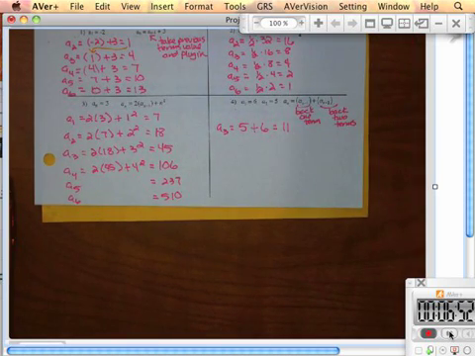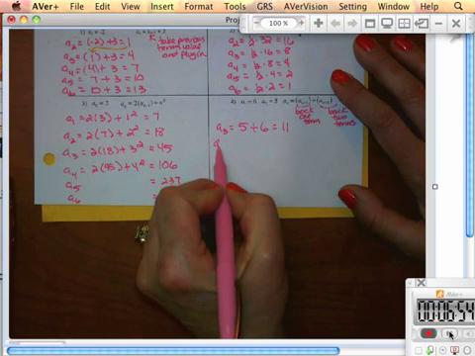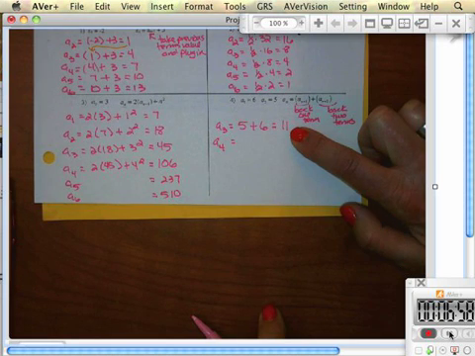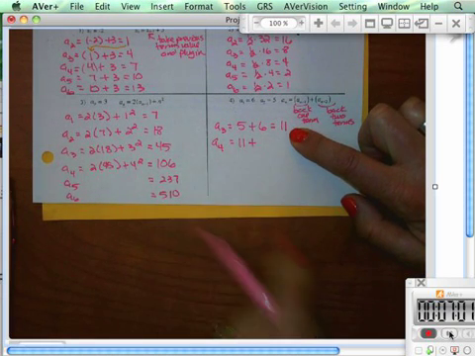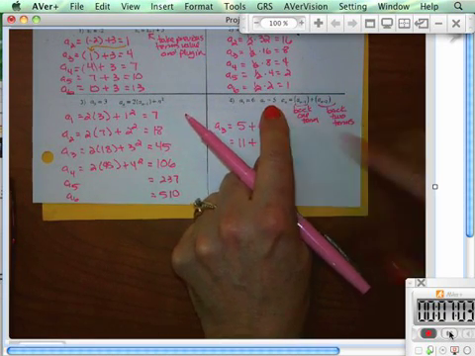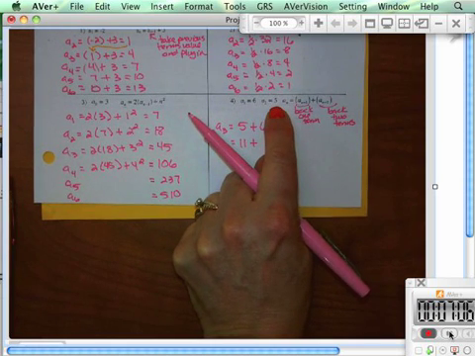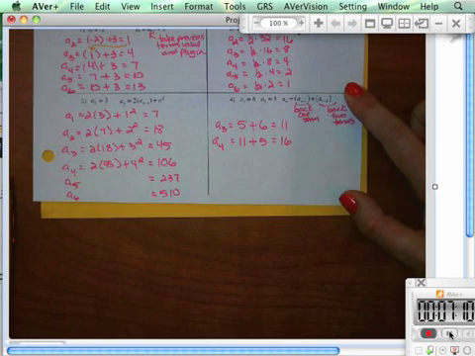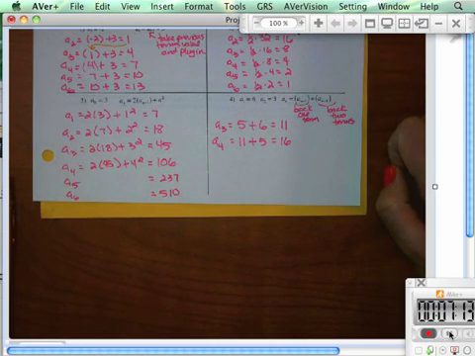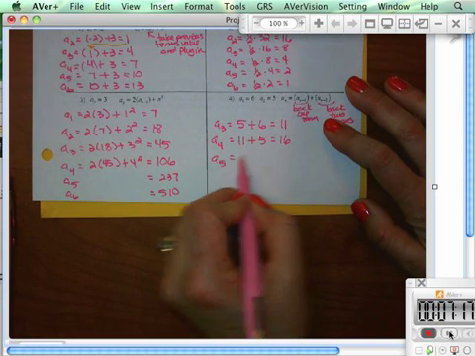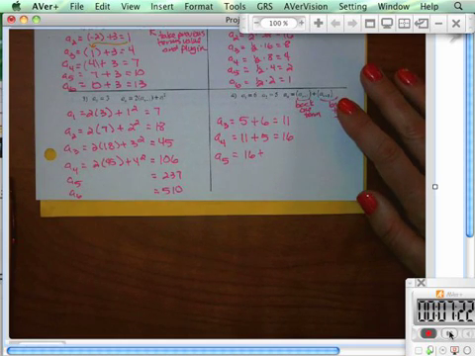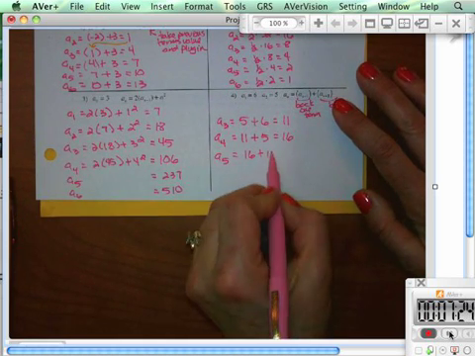Cool? All right, a sub 4 then would be equal to the value of the previous term, which is what? 11, plus the value of 2 previous terms, which would be a sub 2, which is what? 5. A sub 5 would be the value of the previous term, plus the value of 2 previous. Very good. So you can just look at this here once you get it going.